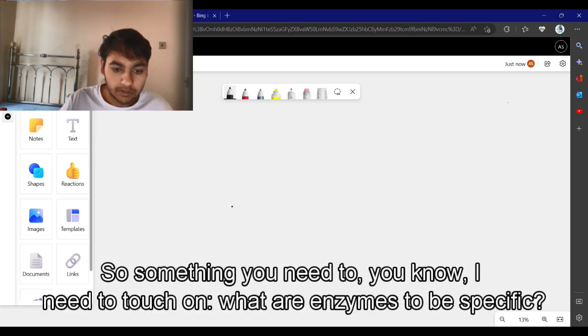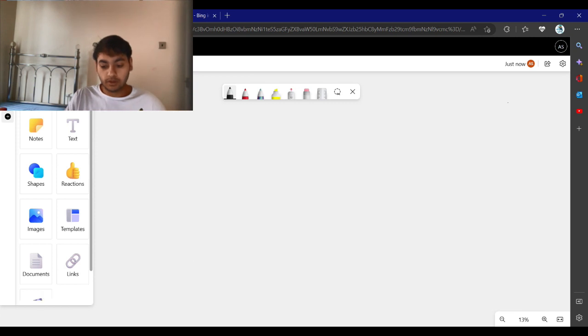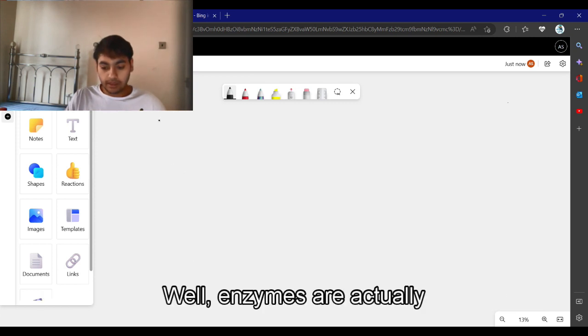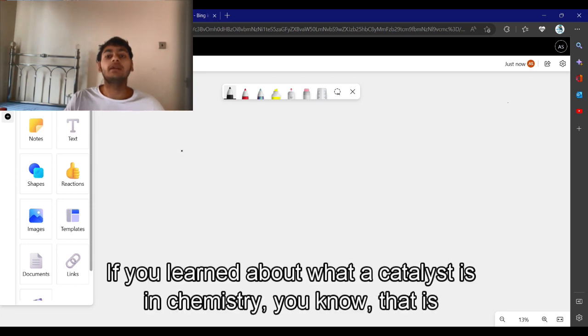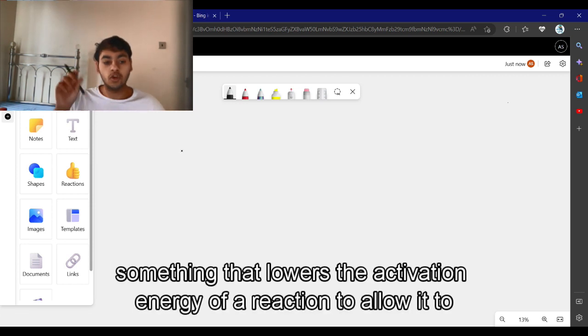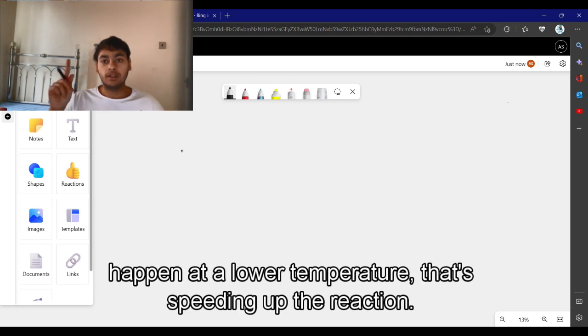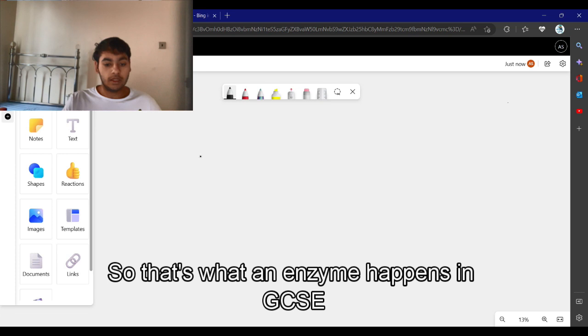So something you might need to touch on is what are enzymes to be specific? Well, enzymes are actually biological catalysts. If you learned about what a catalyst is in chemistry, you know that it is something that lowers the activation energy of a reaction to allow it to happen at a lower temperature, thus speeding up the reaction. So that's what an enzyme does.